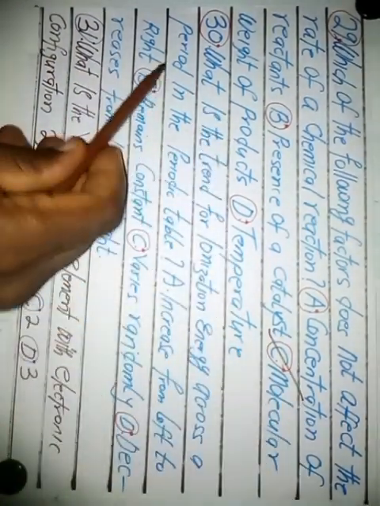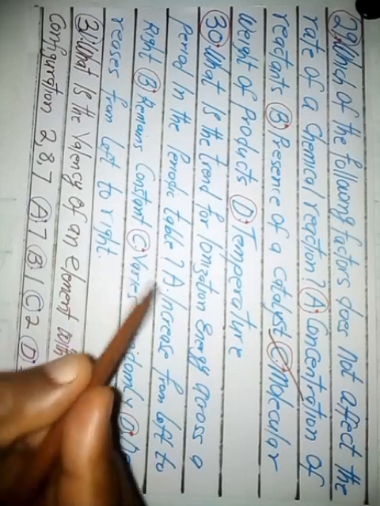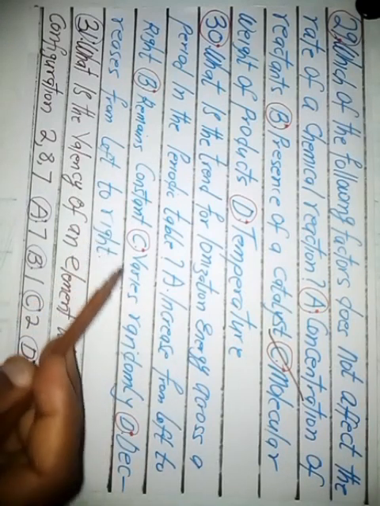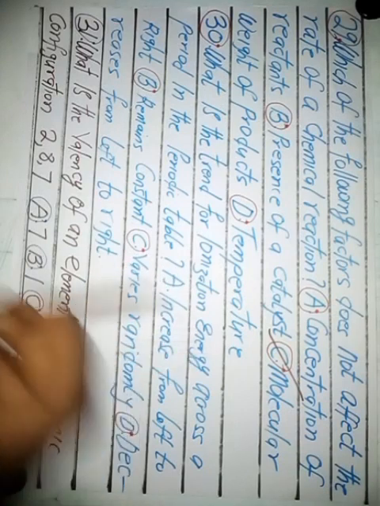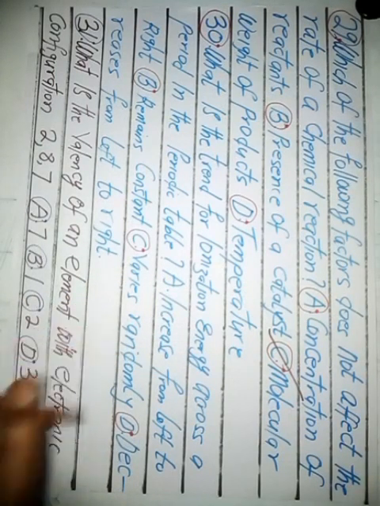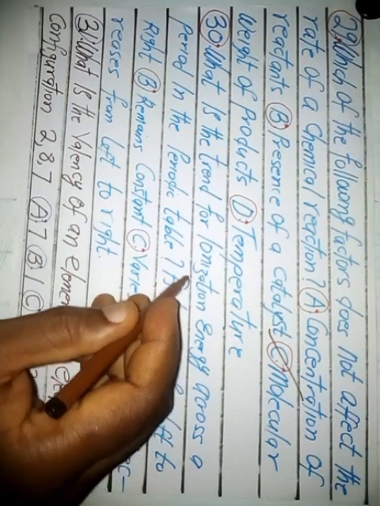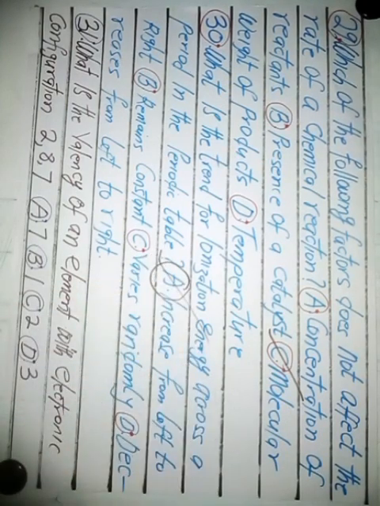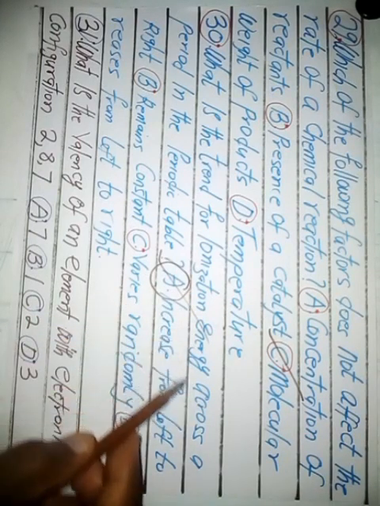What is the trend for ionization energy across a period in the periodic table? For ionization energy, electron affinity, all those ones, they increase from left to right. So your answer is A. Ionization energy increases from left to right of the periodic table. Your answer is A.